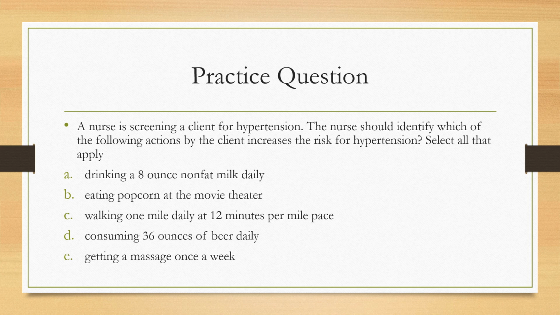All right, so the correct answer for this question is answer choice B, eating popcorn at the movie theater. Remember, popcorn contains a large amount of sodium and fat, which increases the risk of hypertension. So that is a risk. And then answer choice D says consuming 36 ounces of beer daily. Remember, consuming more than 24 ounces of beer per day for a male client or 12 ounces for a female client increases the risk of hypertension. Okay, so these are the only two correct answers.